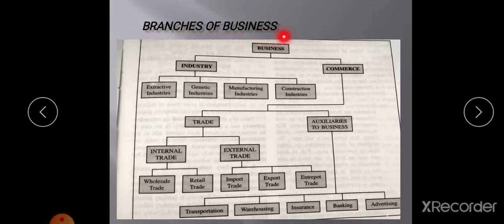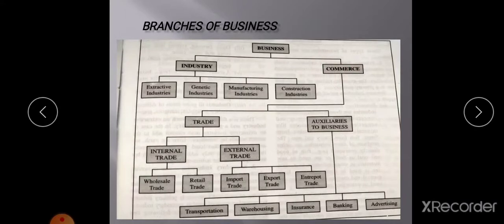Branches of business. So, in the last class we have learned about what is business. Business is an economic activity. That means it is an activity wherein the main purpose, the main motive is to earn money. Isn't it? Buying and selling of goods and services to earn some money. So, here business is divided into two, that is industry and commerce.